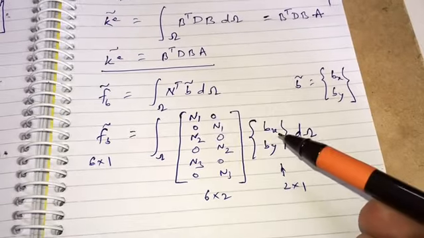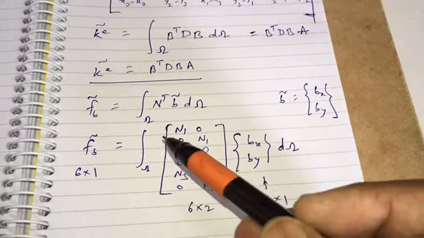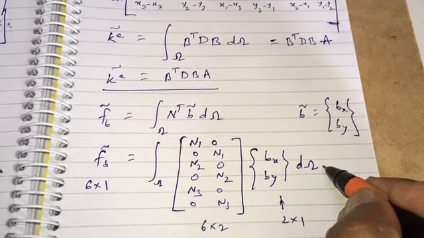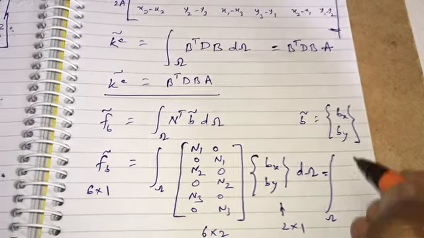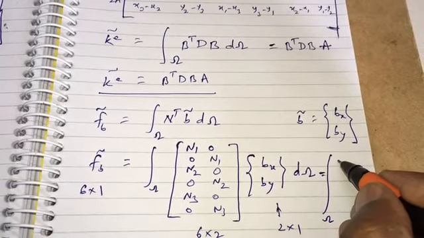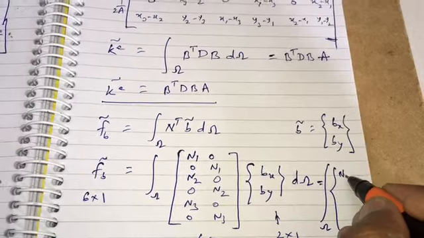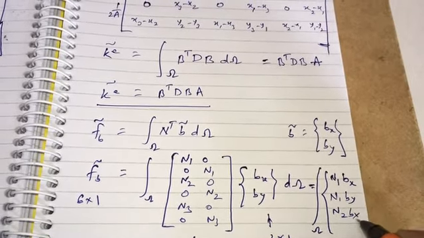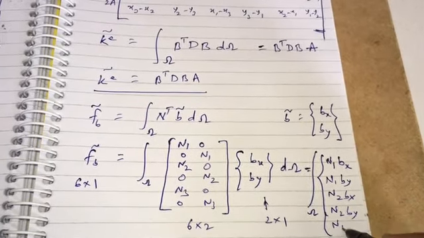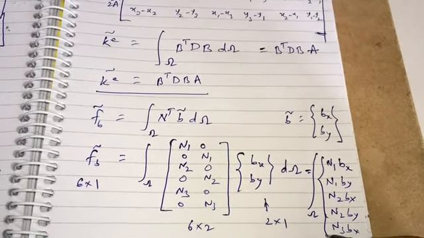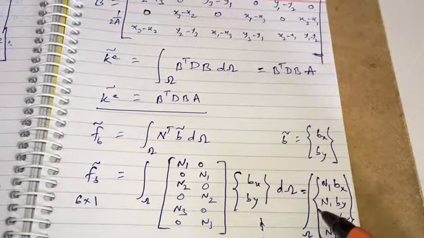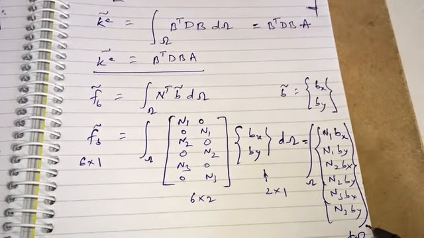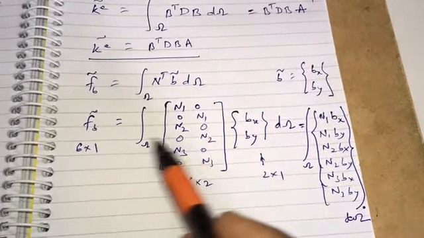So simply we get, the first one is Bx n1, second will be By n1, and so on. So this is equal to the integral over omega of n1 bx, then n1 by, n2 bx, n2 by, n3 bx, n3 by. So this is what we get, of course, integrated over the whole domain, multiplied by d omega. So this is what the Fb will look like.